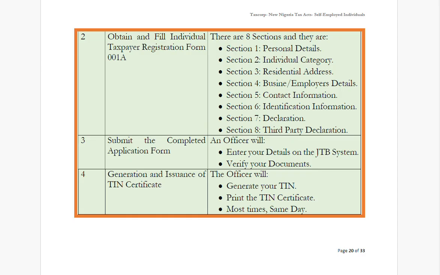There are 8 sections, and they are personal details, individual category, residential address, business employers details, contact information, identification information, declaration, third party declaration. Step 3, submit the completed application form. An officer will enter your details on the JTB system and verify your documents. Step 4, generation and issuance of TIN certificate. The officer will generate your TIN, print the TIN certificate, and this can be done in some hours or as soon as possible.